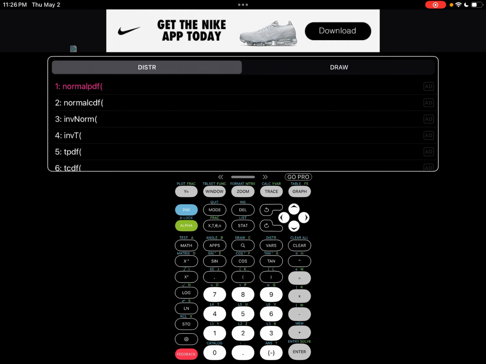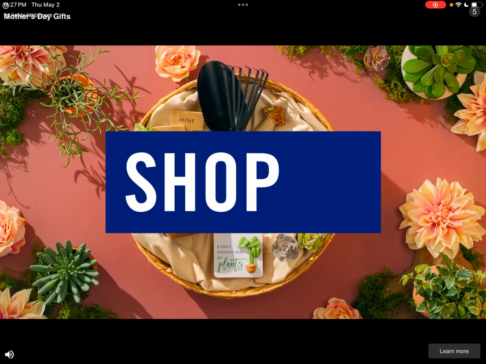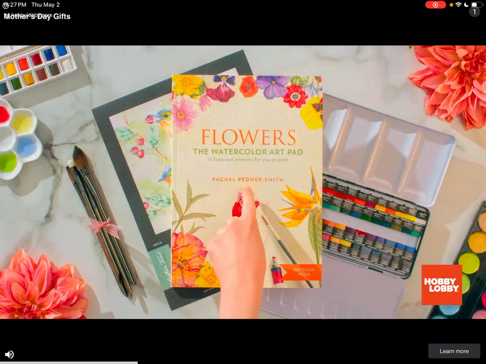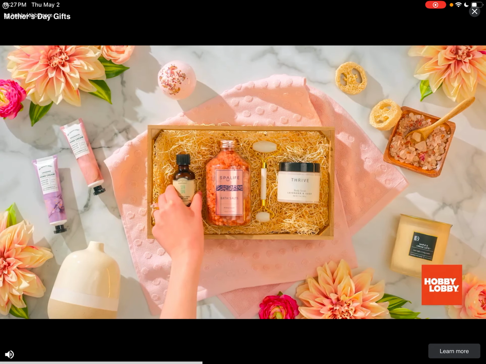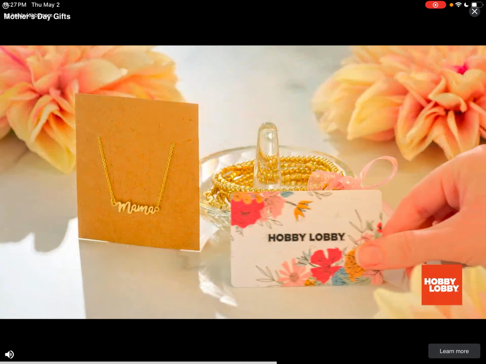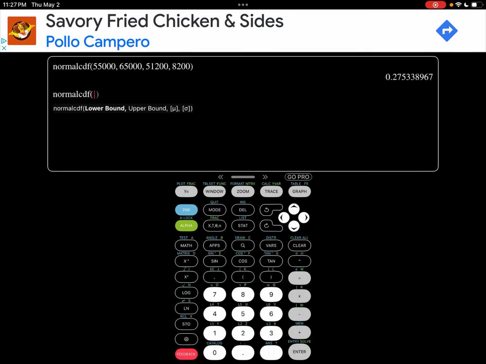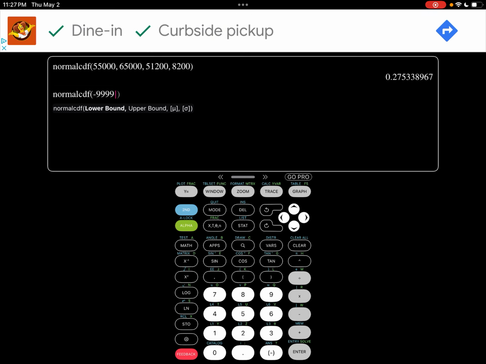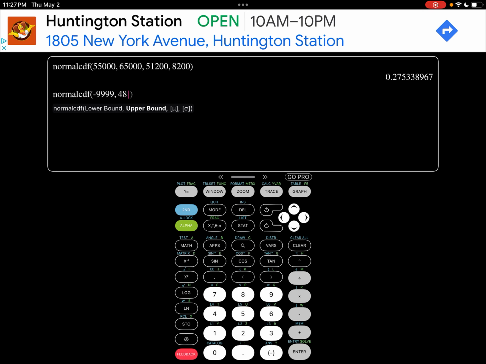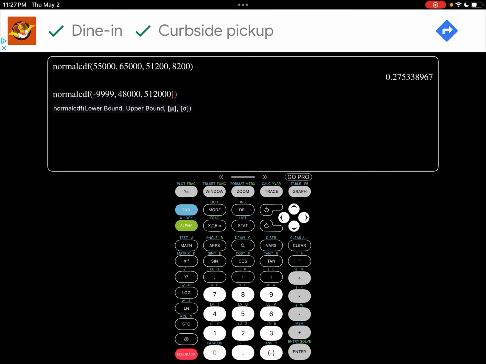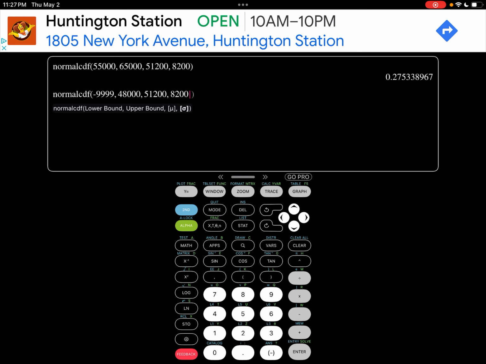So second VARs, choice 2. Oh, excuse my calculator, needing to show an ad. Okay, how do I click out of this? Sorry about that. Okay, so lower bound, that's the one we made up, negative 9,999. Upper bound is the 48,000. Same average, 51,200, and same standard deviation.